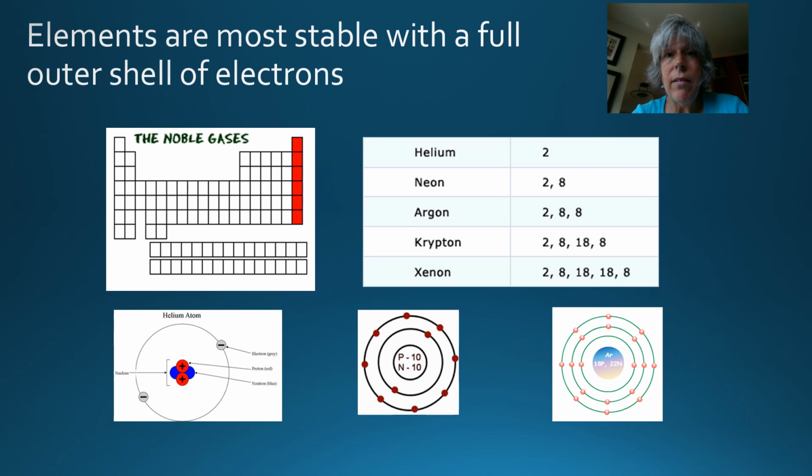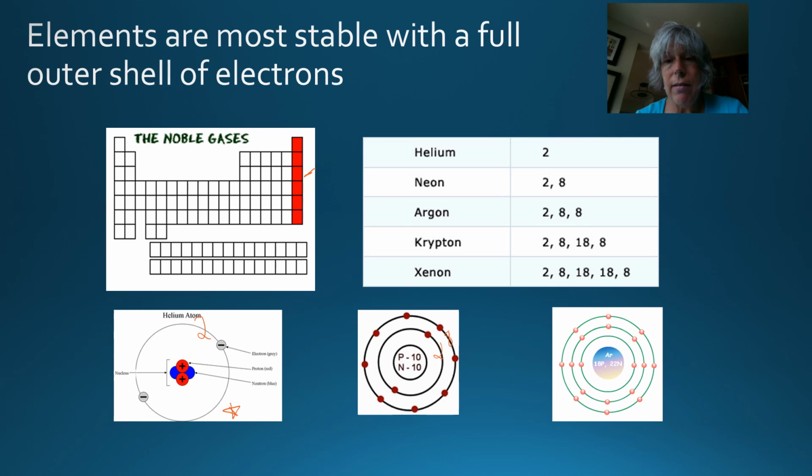The noble gases are a very special set of elements. You'll notice them here on the periodic table. The reason they're special is because all of the noble gases have their outer shell completely full. Helium, which is shown here, has 1 electron shell with 2 electrons, and if you remember, the first energy level could have a maximum of 2 electrons in it. Neon has 2 electrons in the first energy level and 8 in the second, so its outer shell is full.